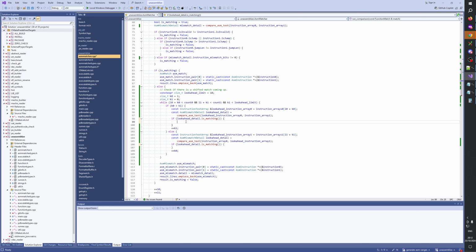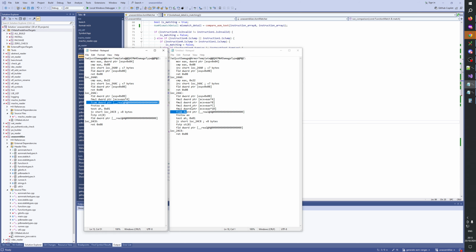So we look ahead. Look ahead detail is matching. Good. So we know at this point K1 must be 3, right? So K1 is 3. So that means I can do here, K1 is 3. So we would push.